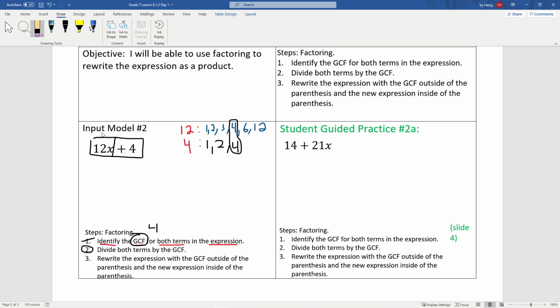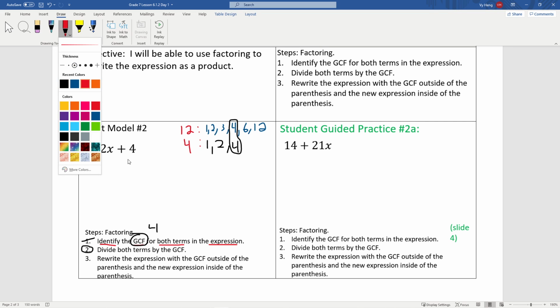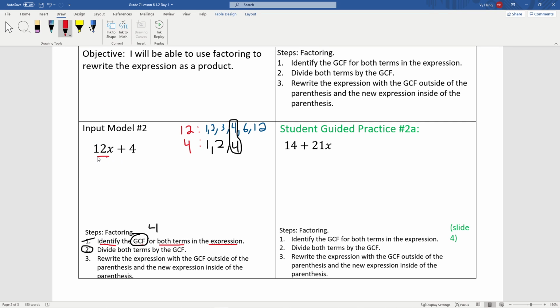So let me erase the box here because I just want to show you what that looked like. So we're going to go ahead and divide the 12x by the greatest common factor, which is 4. And then we're going to divide positive 4 by 4 as well. Okay, so these are the greatest common factors here. So now we're going to go to step number 3.